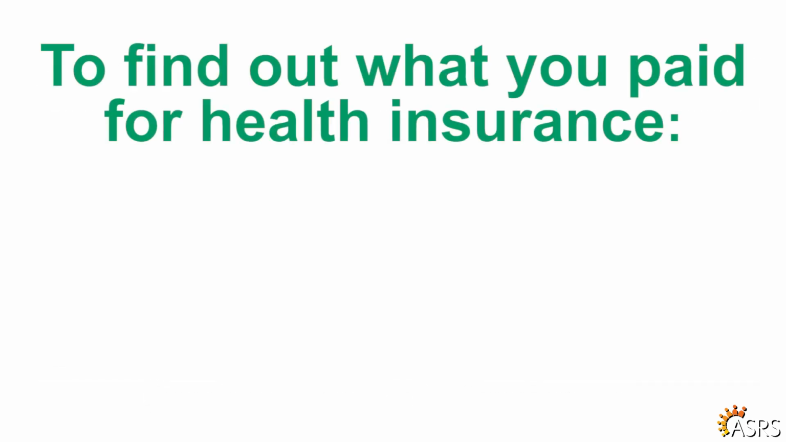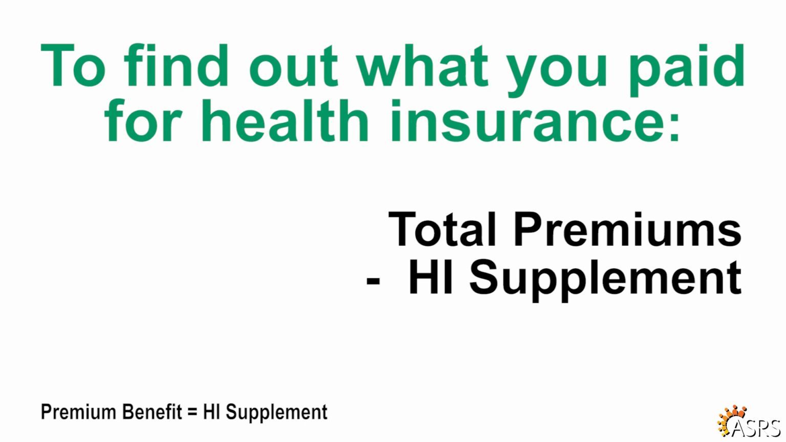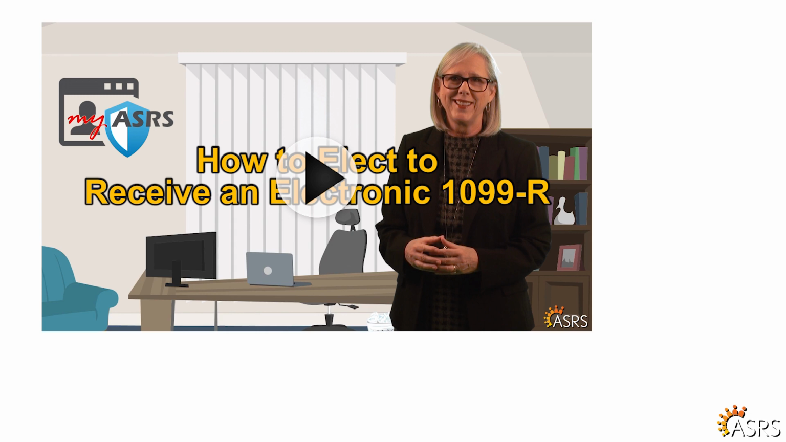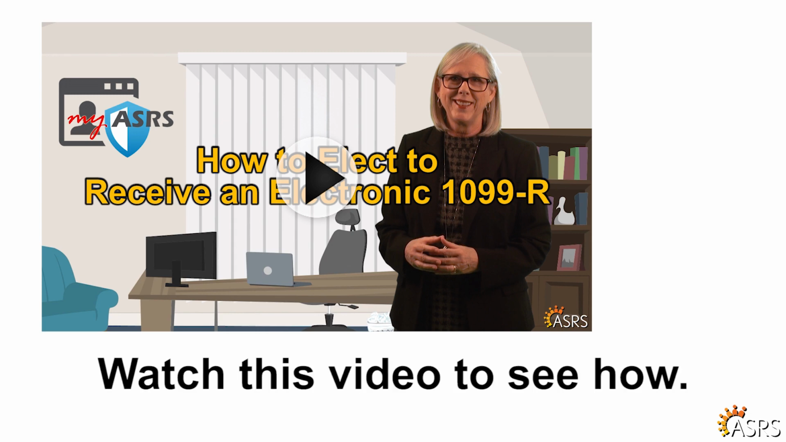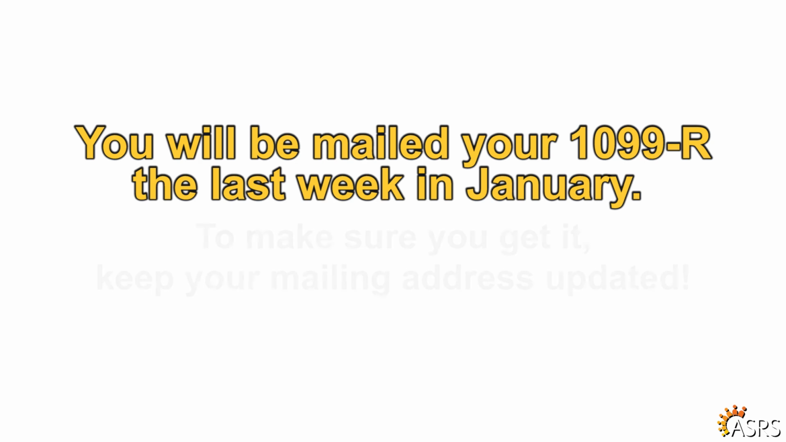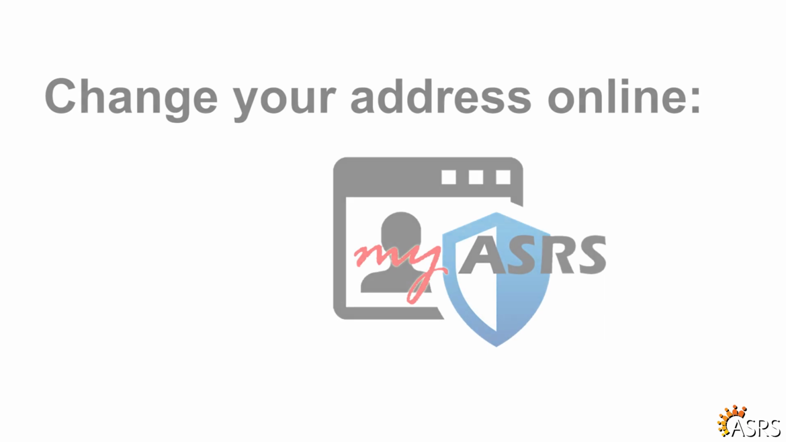If you need to know what you paid for health insurance for tax reasons, subtract the health insurance supplement from your total premiums. If you received a retroactive health insurance supplement in late December, be sure to subtract that amount also from your premiums. You can opt to receive your 1099-R electronically through your Secure account. This is the fastest way to receive your form. Otherwise, you'll be mailed your 1099-R the last week in January. To make sure you get it, keep your mailing address updated. You can change your address online through your Secure account.